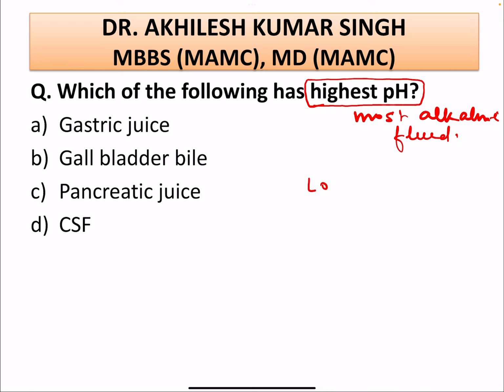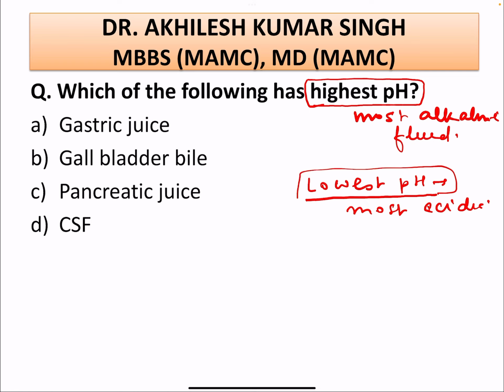And also remember here, the lowest pH means what? It is the most acidic here, right? So remember this, do not confuse with this term. Highest pH means most alkaline and lowest pH means most acidic. So in the options gastric juice, gallbladder bile, pancreatic juice and CSF, we have to find out which has the highest pH.